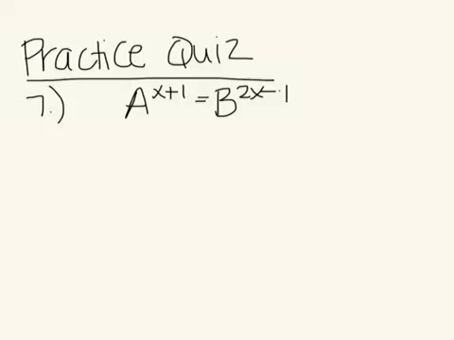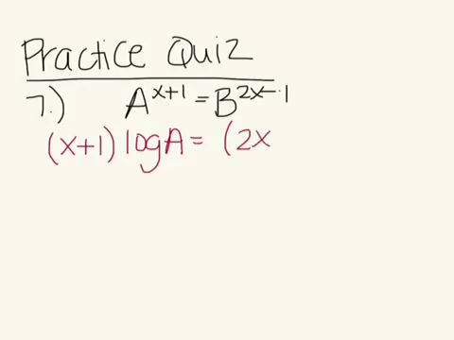This is number 7 from the practice quiz. Here our bases are unknowns as well as our variable x, but our process is going to be the same. I'm going to go ahead and use log in order to pull our exponents down. If I take the log of the left side, that allows us to pull down our exponent. And the same with the log of the right side.